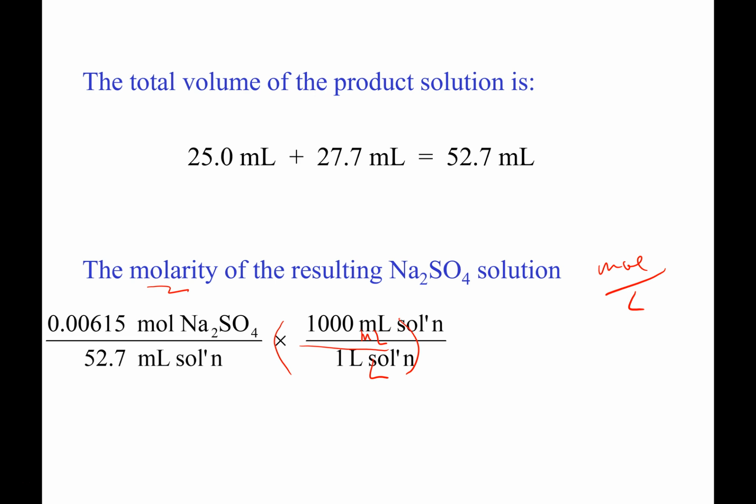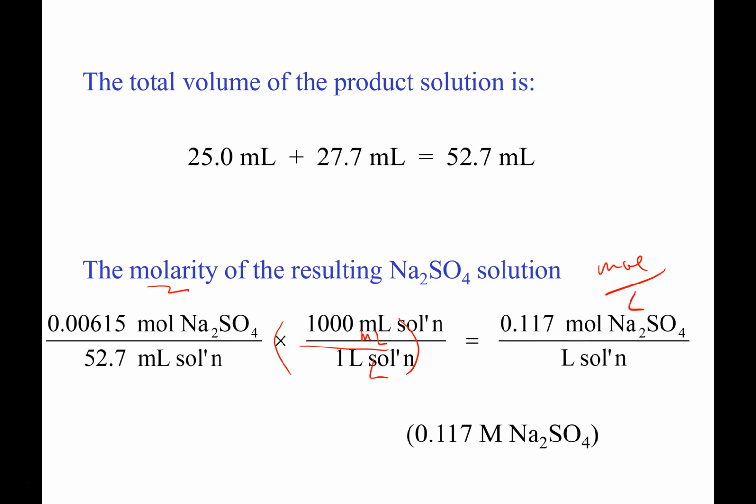Remember, this is an exact relationship, so we don't round according to the 1,000 to 1, but round according to 3 sig figs. So on your calculator, you should get 0.117, and again, this is probably how I would finish this problem. I would just put 0.117 molar Na2SO4.